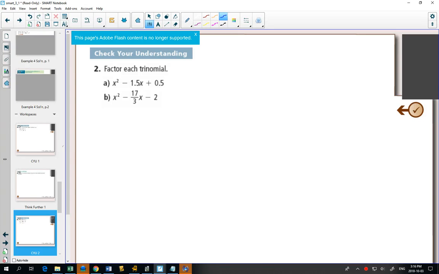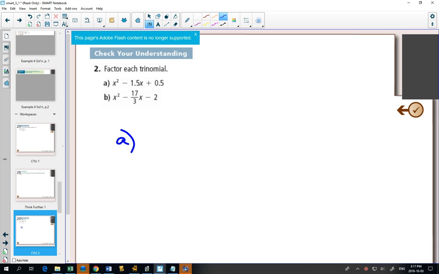How do we factor if there's decimals or fractions? The idea that we're going to use is we're going to get rid of the decimals and fractions so that we can factor like we factored before. So in the first one, in A, the decimals that I have are 1.5 and 0.5. Can you tell me a number that you could multiply by to get rid of those decimals?